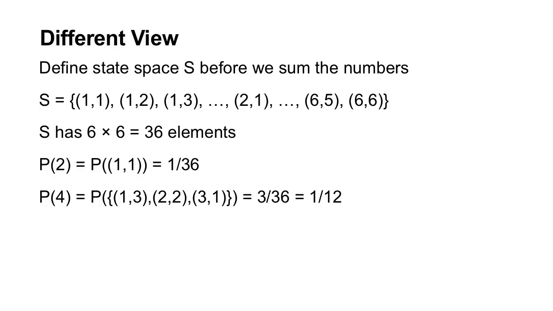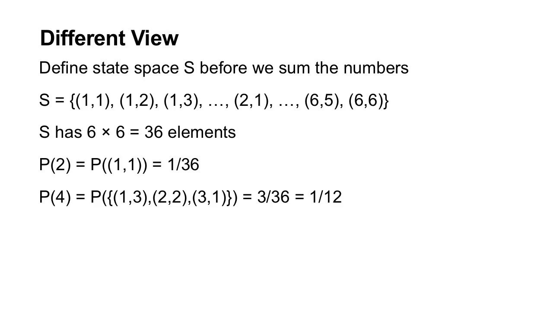So how can we use that classical probability definition to obtain these probabilities? That requires us to take a different view of the problem and define the outcomes and the sample space differently. Instead of summing them up, let's first look at the pairs.